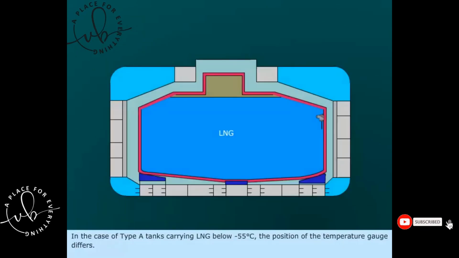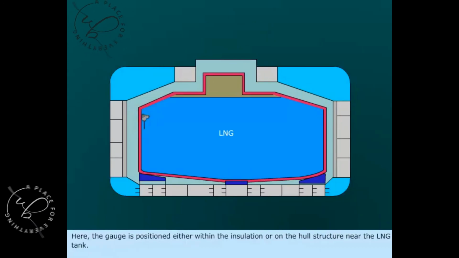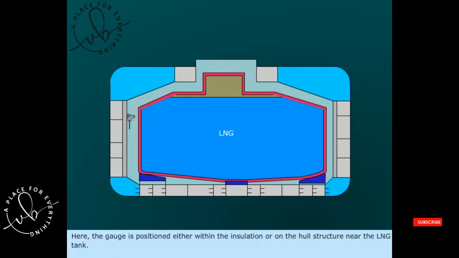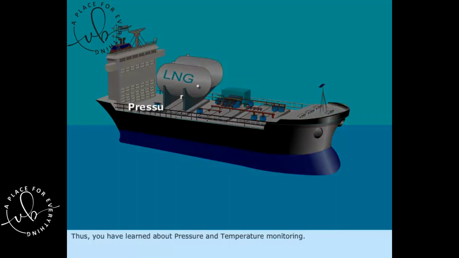In the case of Type A tanks carrying LNG below -55 degrees Celsius, the position of the temperature gauge differs. Here, the gauge is positioned either within the insulation or on the hull structure near the LNG tank. Thus, you have learned about pressure and temperature monitoring.